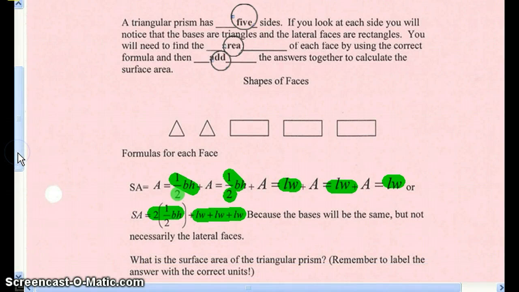Now I want you to find the surface area of the triangular prism above. Press pause on the video and press play to check your answer.